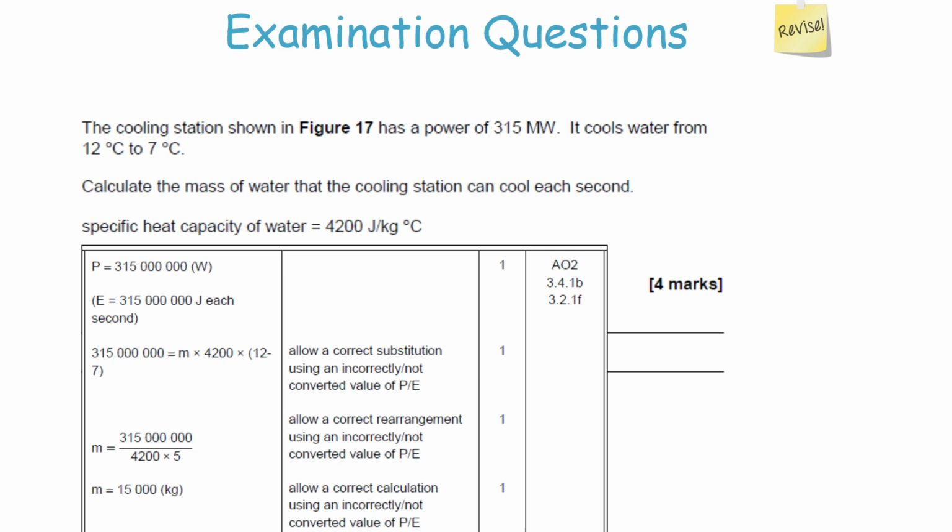Then directly substitute the values into the equation. So we say 315 million is equal to mass times by 4,200 times by 5. You then rearrange it, make mass the subject, and mass equals 15,000 kilograms.